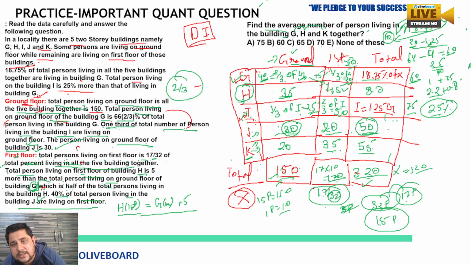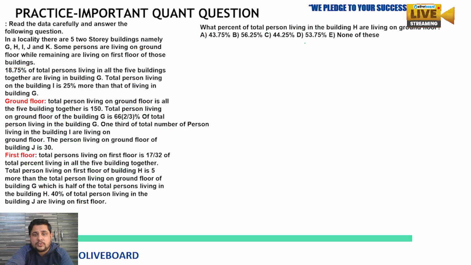So see, G, H, K. In G, how many persons are there? 60. In H, 80. So 60 plus 80, 140. And K, 55. So when you add, you will get 195 by 3. So that would be equal to 65, given in option C. So I hope it is clear to all of you. Let's move on to the next question.